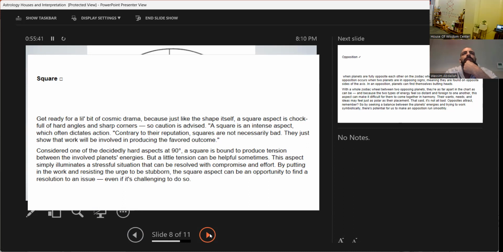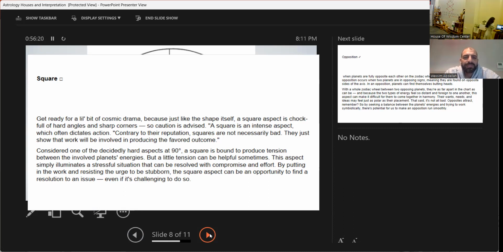So I gave this example. Of course, not everybody is Queen Elizabeth, but I want you to understand that in these situations, you need to let the person know that there is a compromise. What does compromise mean? If something is going to end for you, by putting in the work and resisting the urge to be stubborn, don't be stubborn and holding on. Let it go. The faster you let it go, the quicker the next thing comes, right? The square aspect can be an opportunity to find a resolution to an issue, even if it's challenging to do so. All right?